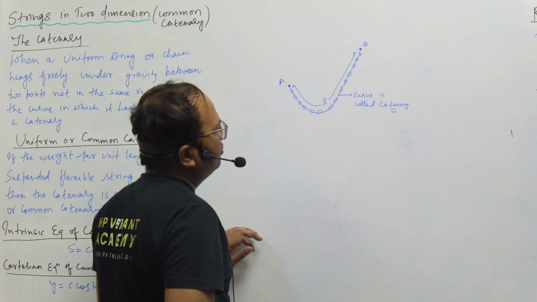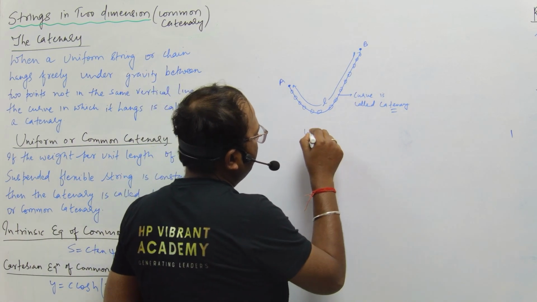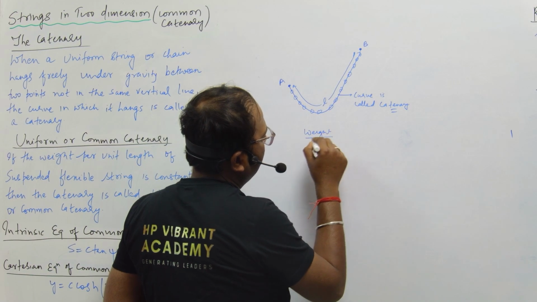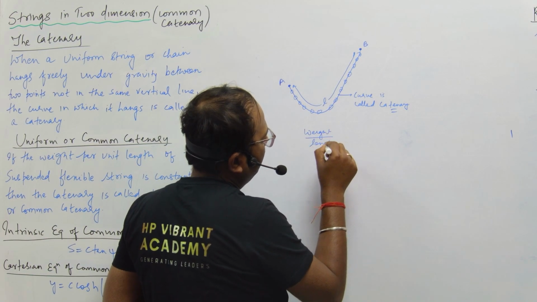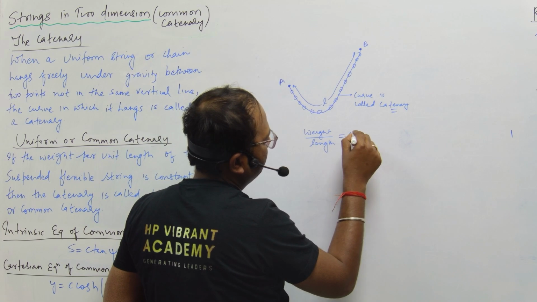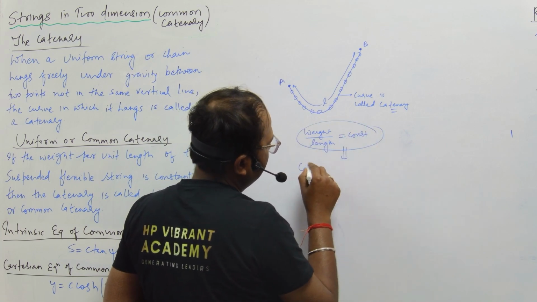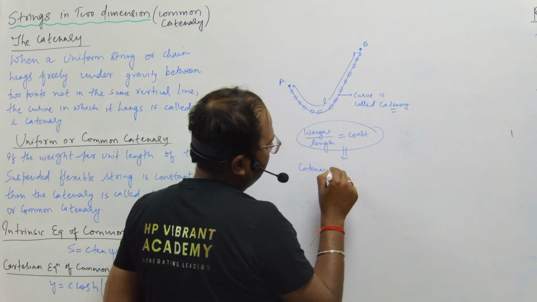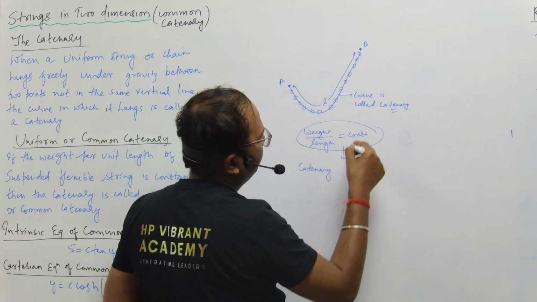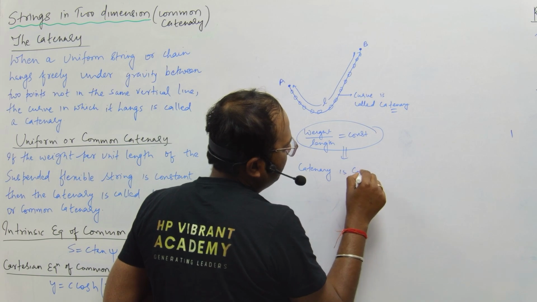So if the weight per unit length of this string is constant, then the curve generated by this flexible string is a common catenary.